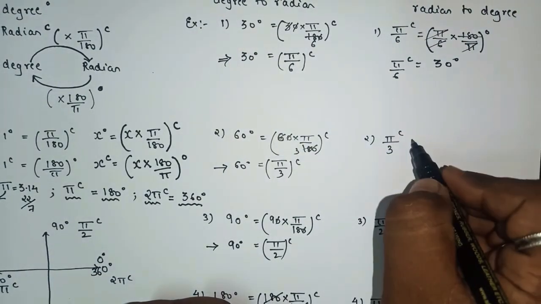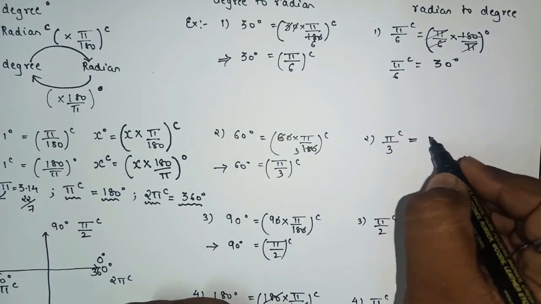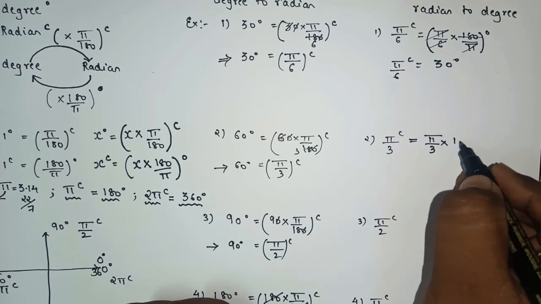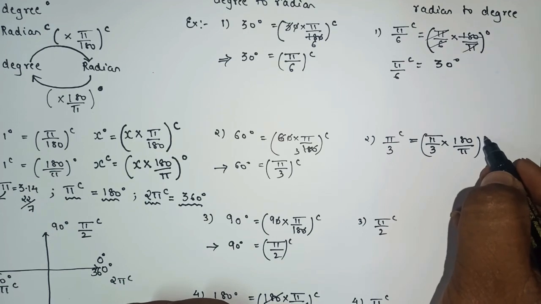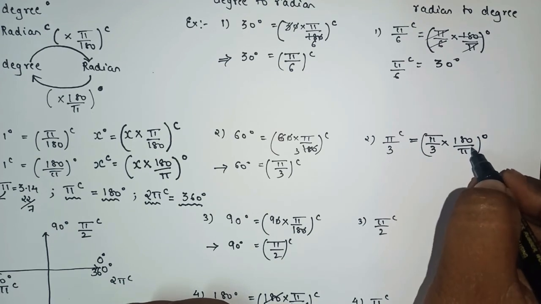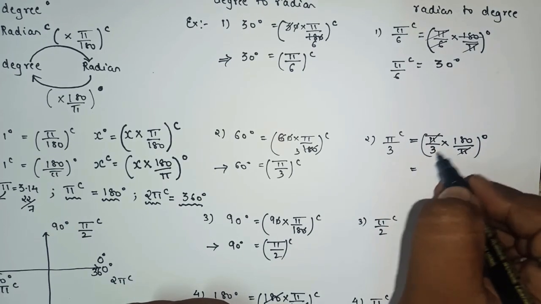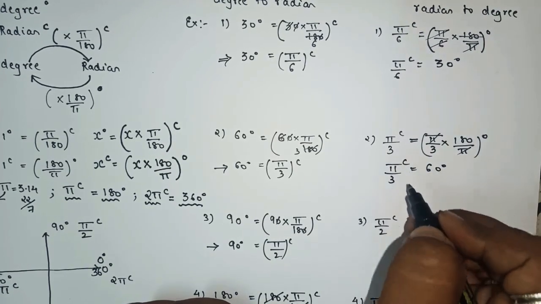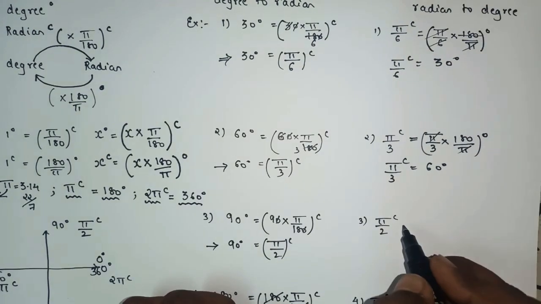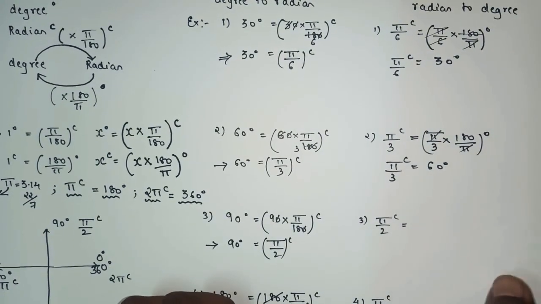Yes or no? So we'll move on to the second example. As simply we have to multiply this by 180 upon pi. Yes or no? So it will get converted into degree. Pi will get cancelled. 3 ones are 3, 60s are. So here pi by 3 radian we can read as what? 60 degree. So let's take one more example.